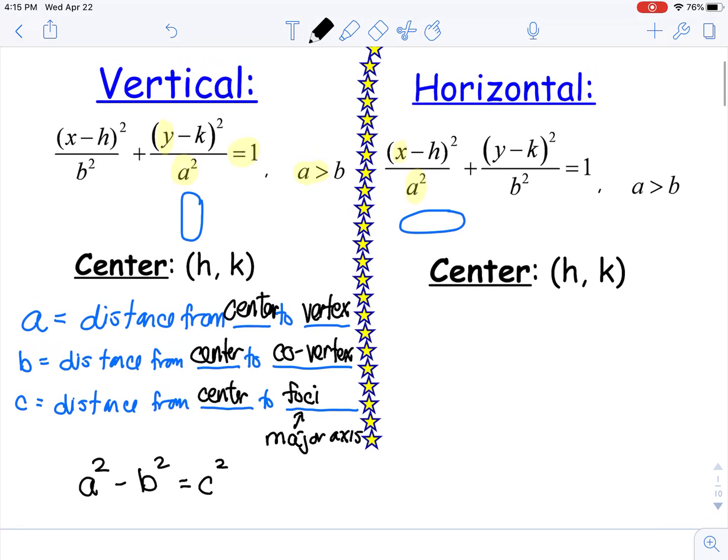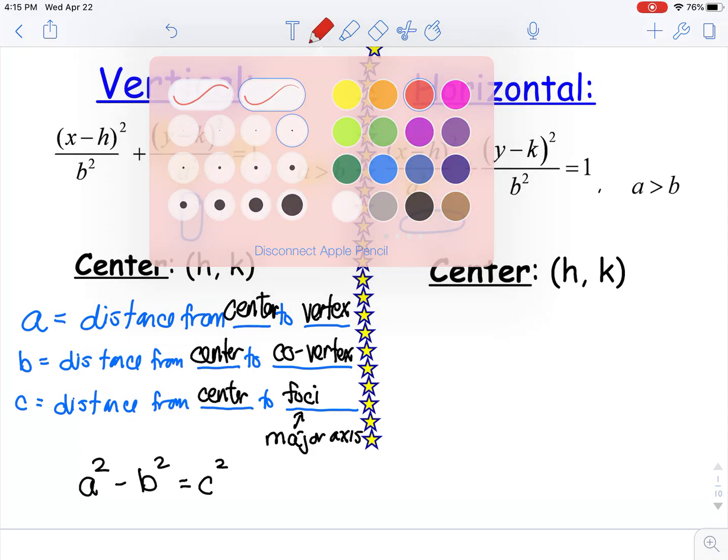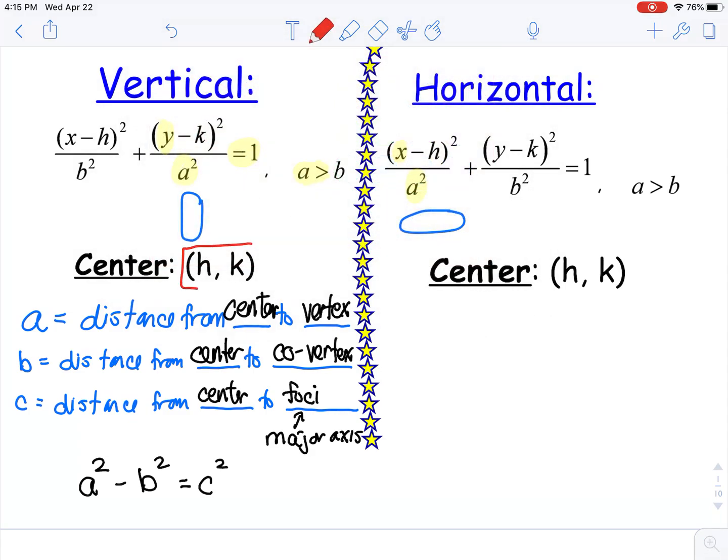As we look at these equations, the only thing today that we're going to be shifting and adjusting is that center point. Again, the center of the ellipse is going to be at (H, K). Remember that the H value is whatever is subtracted from the X, and the K value is what is subtracted from the Y value. But always pay attention to where your X and Y are.